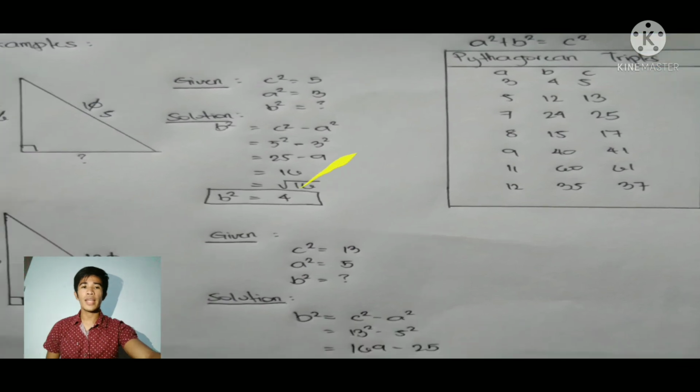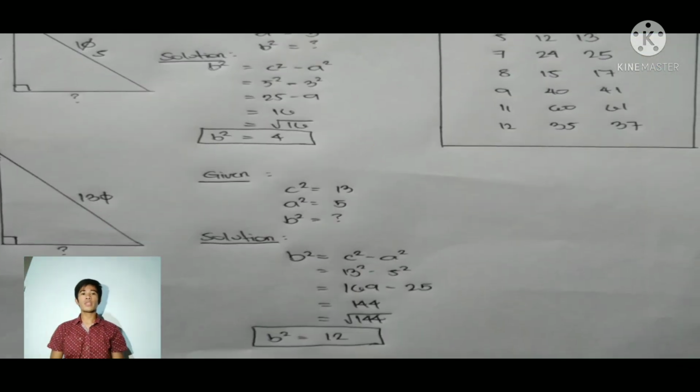So, tingnan natin. So, the given, C squared is equal to 13. And A squared is equal to 5. B squared is our unknown. Solution, again, B squared is equal to C squared minus A squared. So, substitute. 13 squared minus 5 squared. 13 times 13 is 169. Minus 5 times 5 is equal to 25. So 169 minus 25 is 144. So the square root of 144 is 12. So that's our final answer, the value of B is 12.